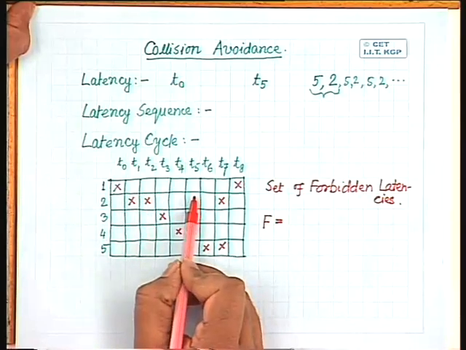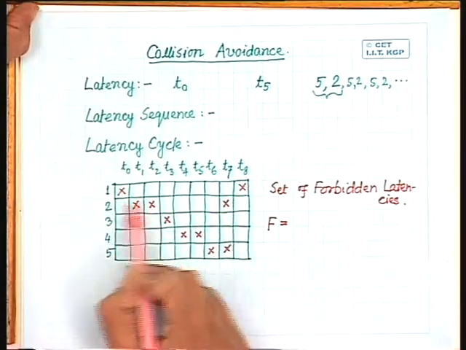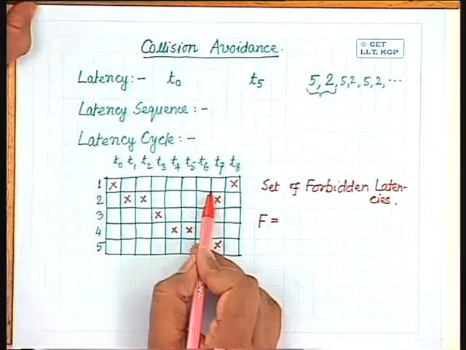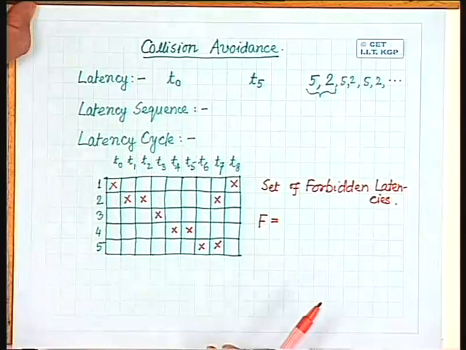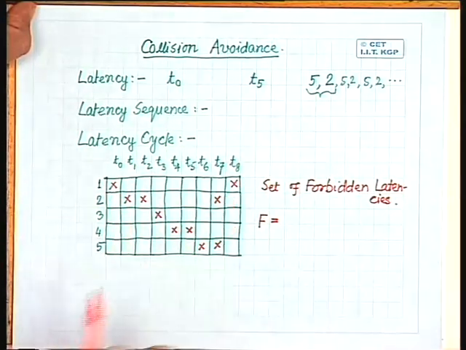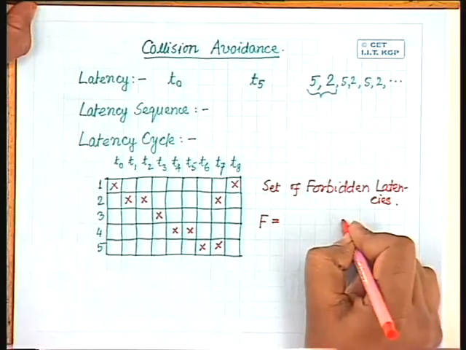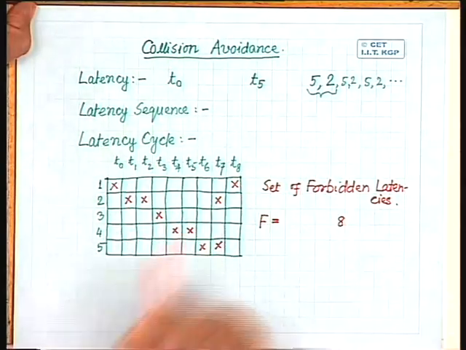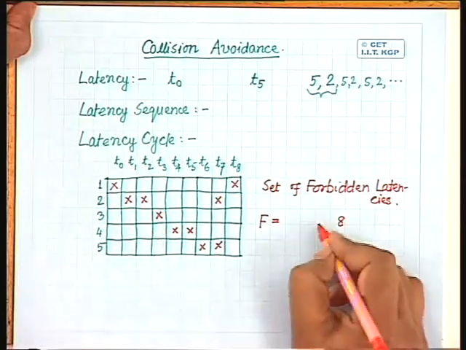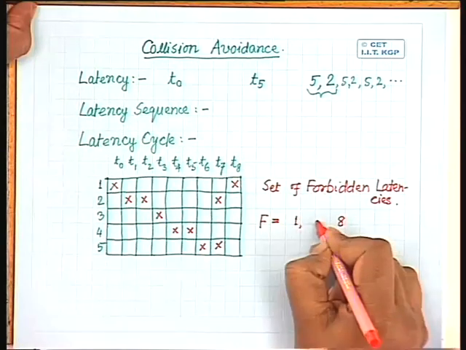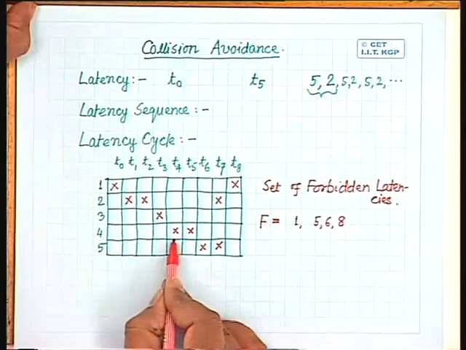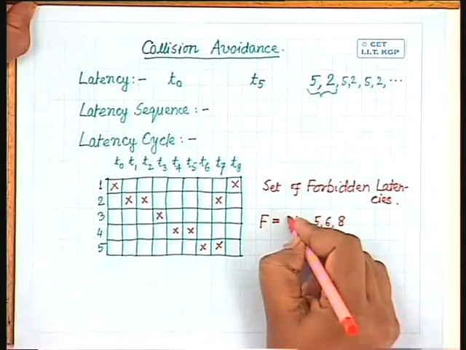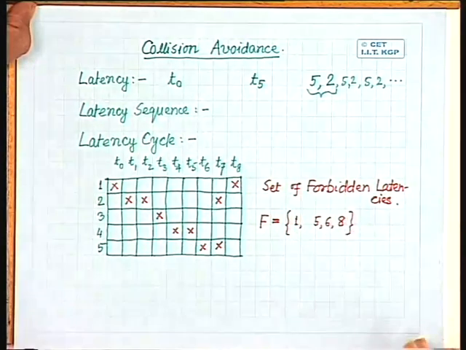To find this set of forbidden latencies, I find the column difference. This 8 is nothing but the column difference between these two crosses in row 1. So I find the column difference between every pair of crosses in each row of this reservation table. From the first row, I get a forbidden latency of 8. From the second row, 1 and 6. Then 1, 5 and 6. In the third row there is only one cross, so I don't bother. In the fourth row, 1, and the fifth row is also 1. So the set of forbidden latencies becomes 1, 5, 6 and 8.